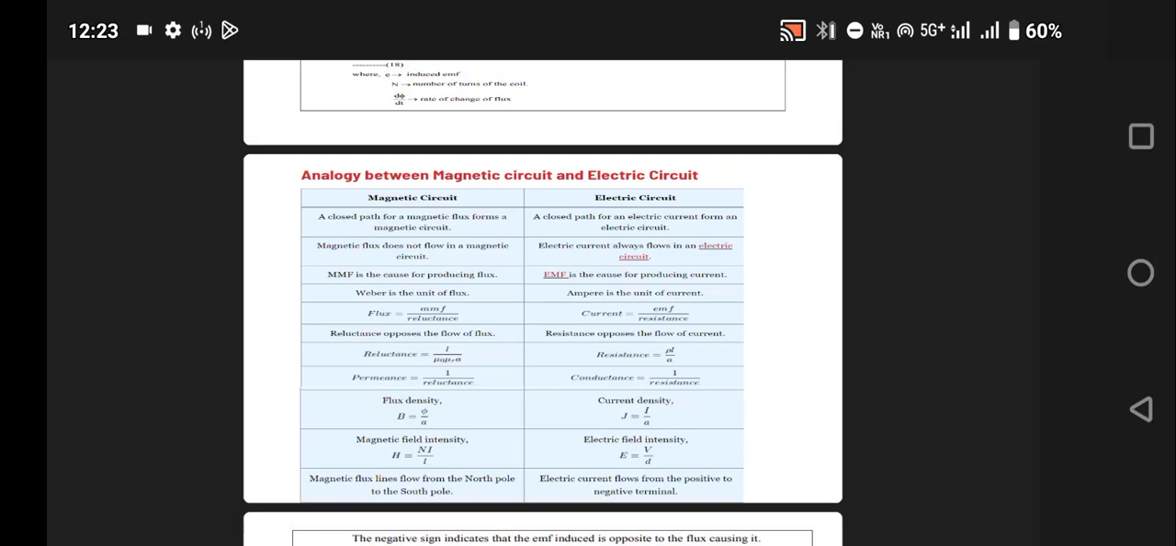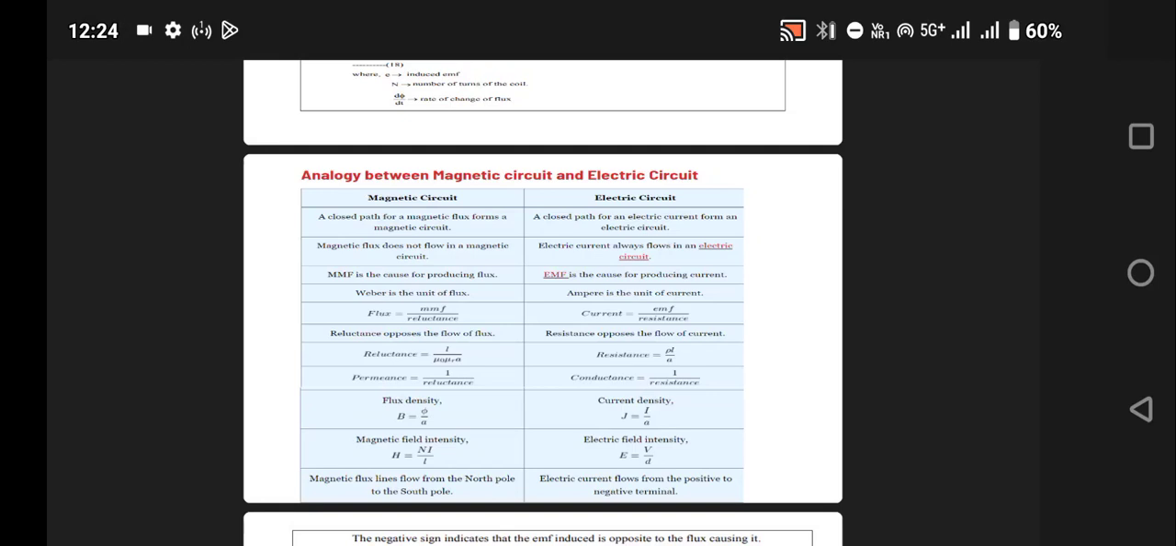In a magnetic circuit, a closed path for magnetic flux forms a magnetic circuit. A closed path for an electric current forms an electric circuit. Magnetic flux does not flow in a magnetic circuit. Electric current always flows in an electric circuit. MMF is the cause for producing flux. EMF is the cause for producing current. Weber is the unit of flux. Ampere is the unit of current.